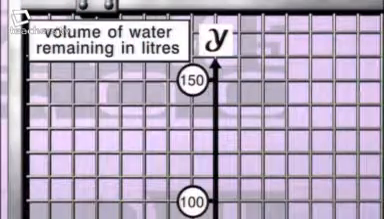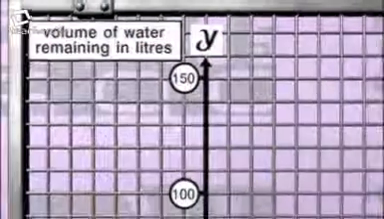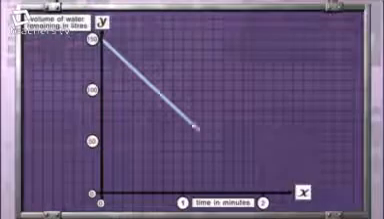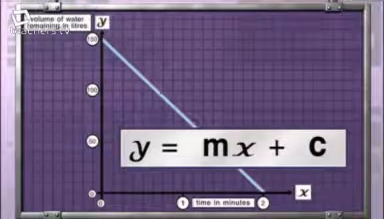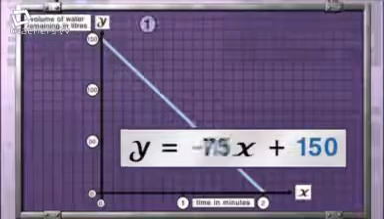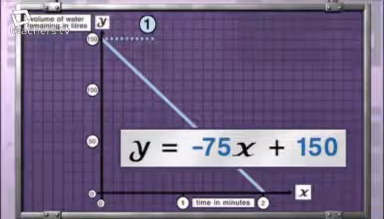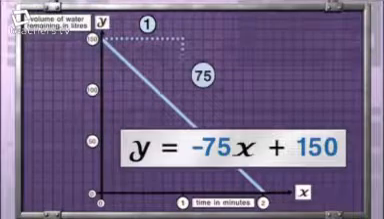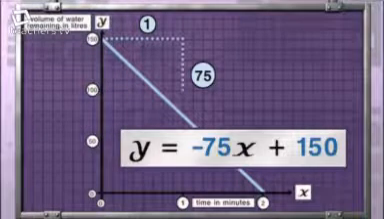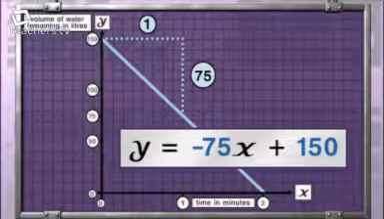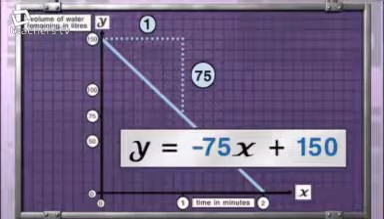Ben's bath started with 150 litres of water and empties at a rate of 75 litres per minute. A graph of water remaining against time looks like this. C is 150. M is negative 75, because for every 1 unit in the x direction, the graph goes down by 75 units in the y direction. Because it slopes downwards like this, the gradient is negative.